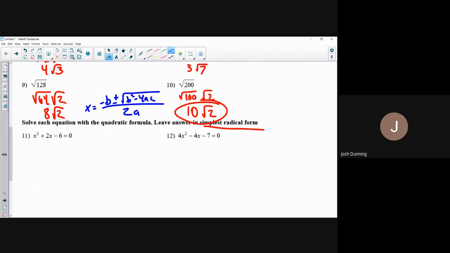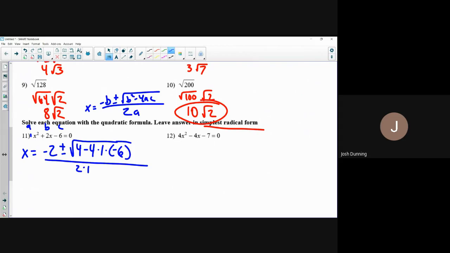Now, A is 1, B, C, so x equals negative B, so negative 2, plus or minus B squared, 2 times 2 is 4, minus 4 times 1 times negative 6, all over 2 times 1. Now, if you try to type that into the calculator, you'll get a decimal that goes on for the entire width of the calculator. You don't want to try that because it says simplest radical form.